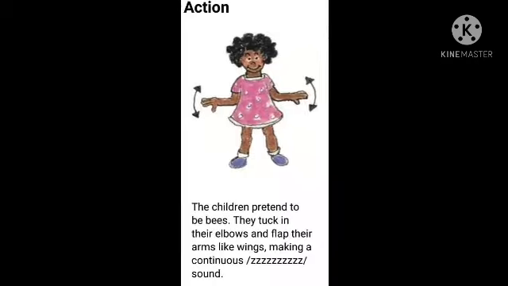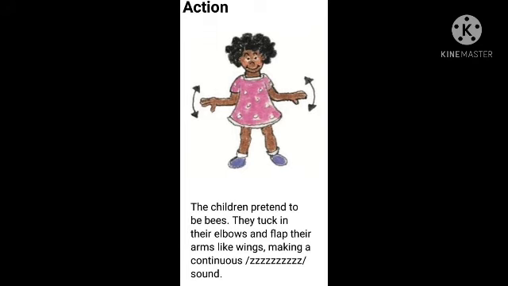Come on, children. Now, stand up and pretend to be bees and tuck in your elbows and flap your arms like wings, making a continuous zzz sound. As it's shown in the picture, just do exactly the same. Stand up and tuck in your elbows and flap your arms like wings, making a continuous z sound.